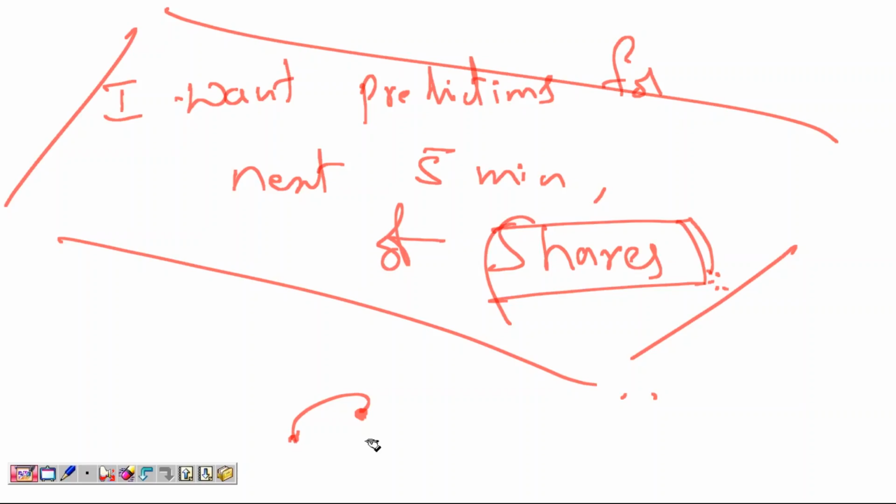Tomorrow, what is going to happen to IBM? That is batch. After 24 hours, what is going to happen to IBM? That is batch. But in the next 5 minutes, what is going to happen to IBM? That is micro batch. Exactly, the Spark streaming area is this micro batch.